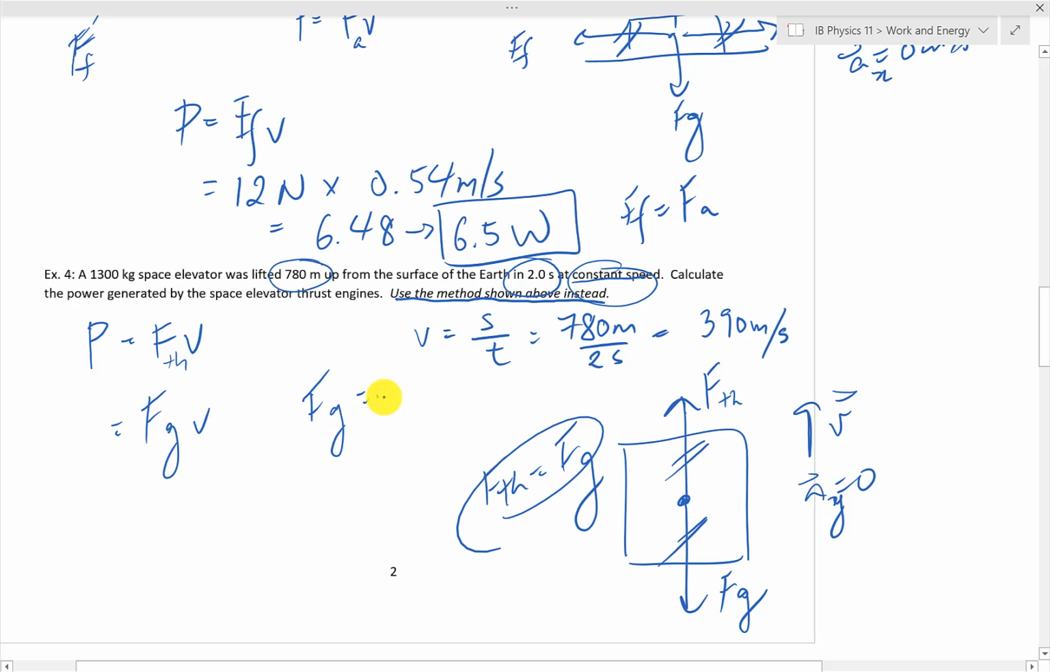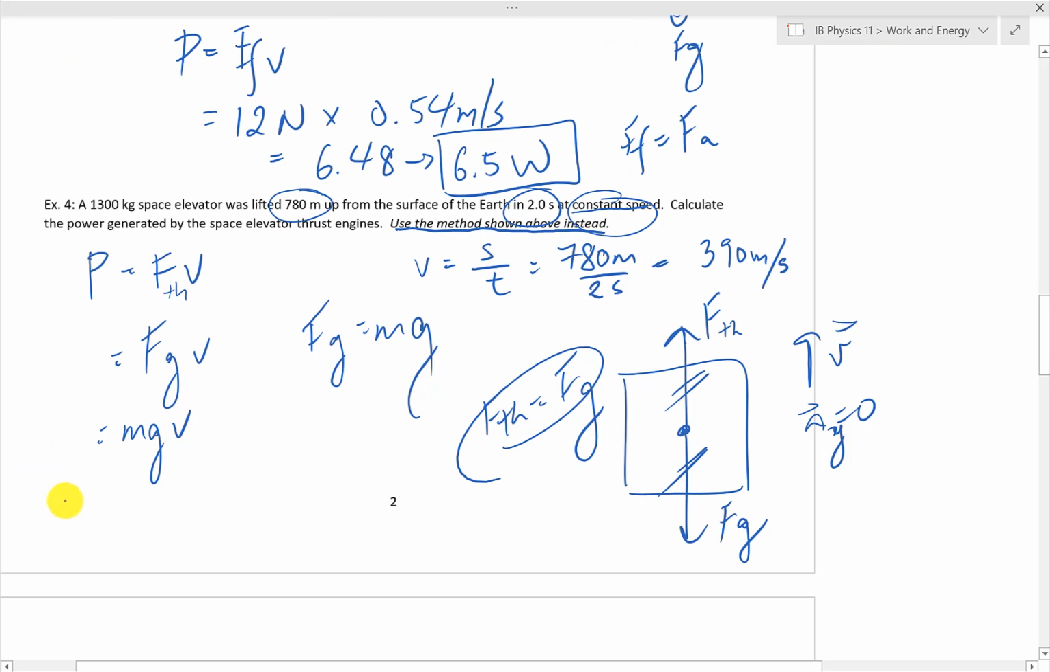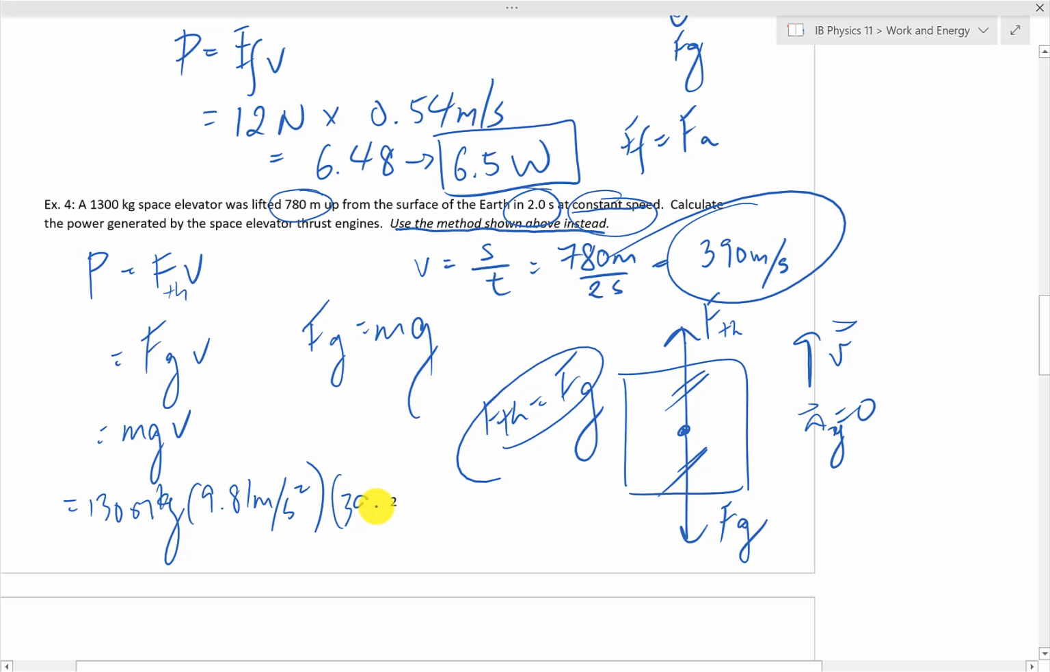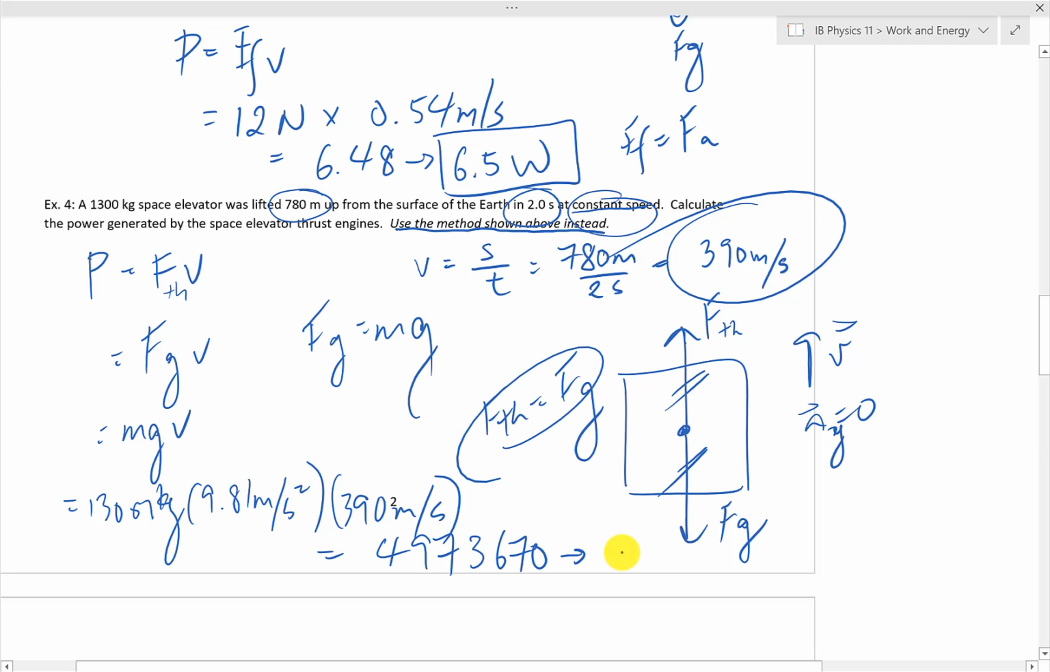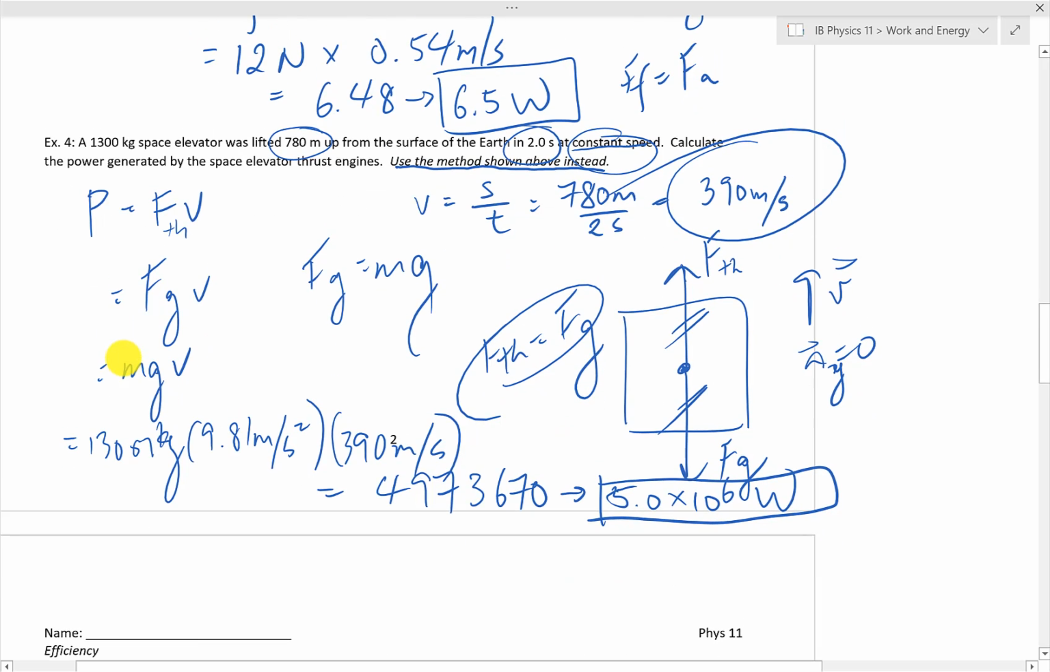And Fg, we know, is mass times gravity, so let's put that in. The mass of the space elevator is 1,300 kilograms, and gravity is 9.81 meters per second squared. And last but not least, the speed, which we just calculated, 390 meters per second. So if we put that all in a calculator, we really should get exactly what we got in the last video, and voila, we get exactly the same thing, which should be the case, except we're just using a different method. 4973670, which we round to 2 sig figs, so that's 5 million watts again.